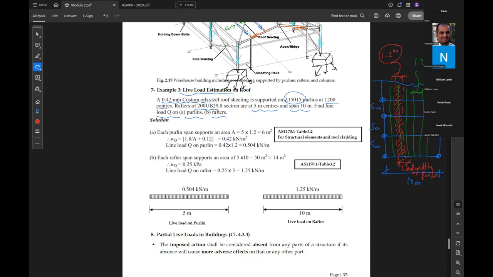So let's say we need to find the live load. For the live load, this is the formula from the Australian standard. So Q equal to 1.8 over A plus 0.12 and should be more than or equal how much? 0.25 kPa. So what we need to know, A. What is A for the purlin?